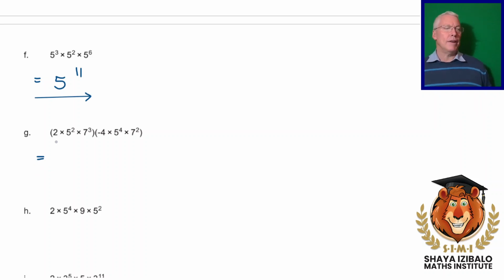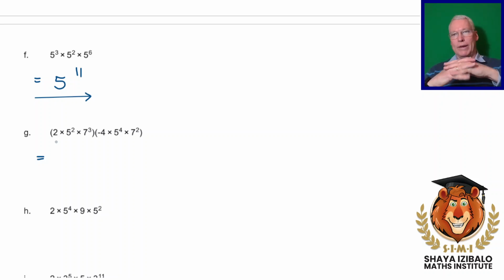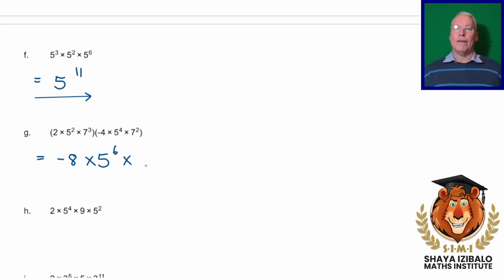This one, notice now we've got some integers, all right, and everything in maths is connected to everything else. Okay, so a positive 2 times a negative 4, negative 8. Times, how many 5's are there altogether? There are 6 5's. How many 7's are there altogether? There are 5 7's. And there's our final answer.